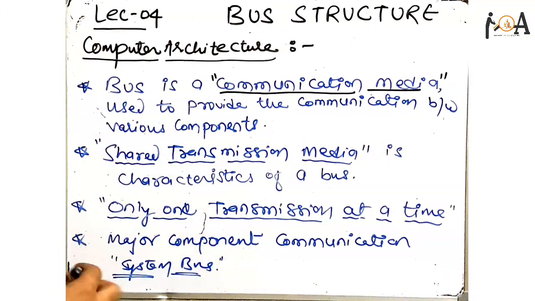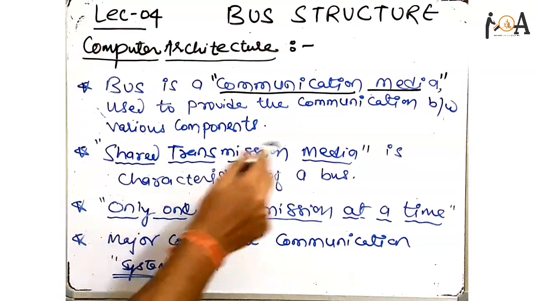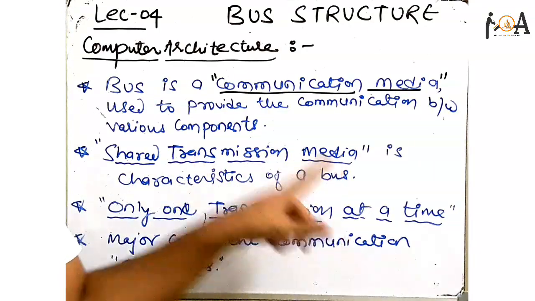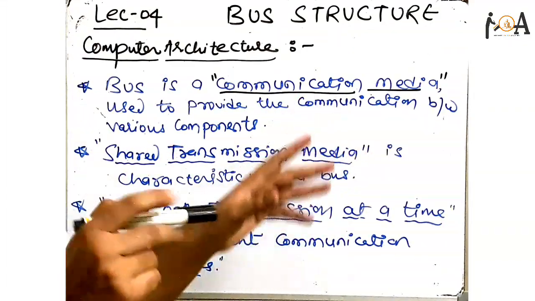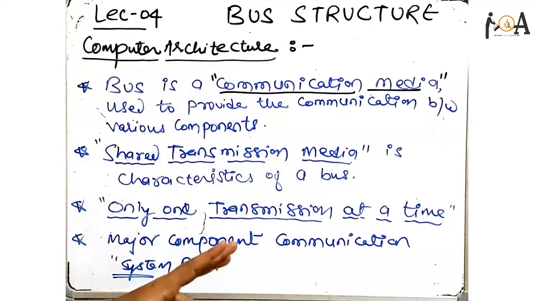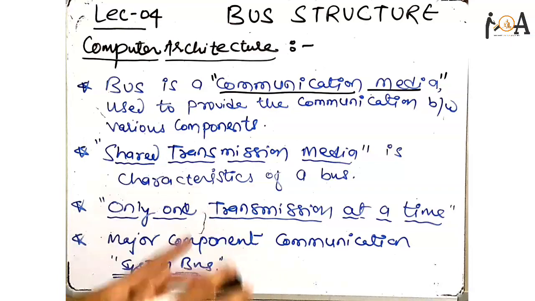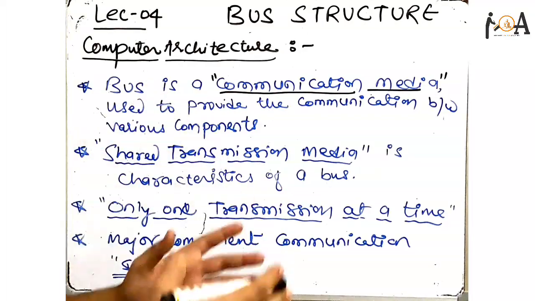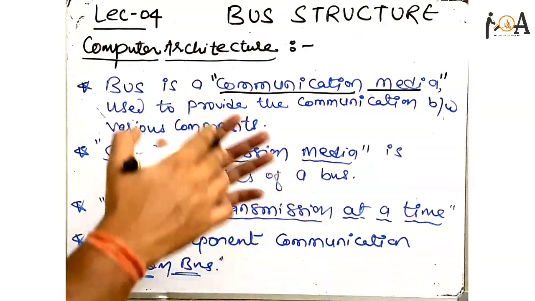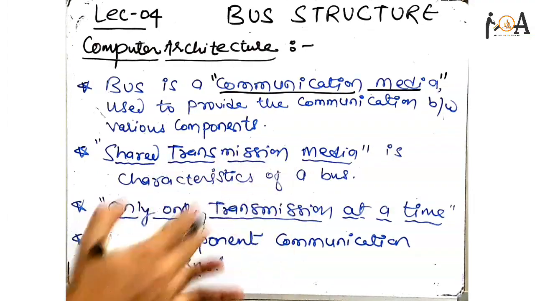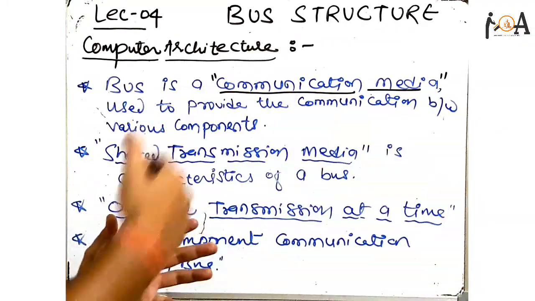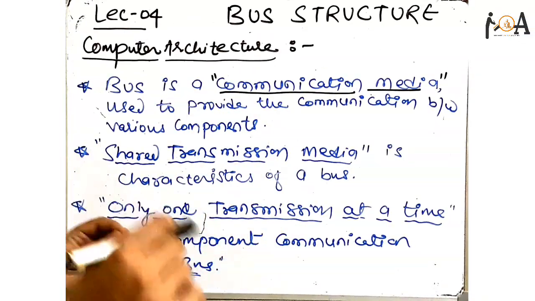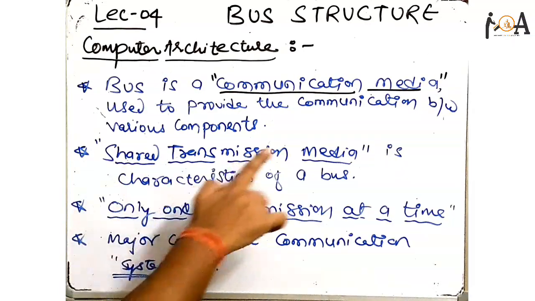Now let's see the second point, which is very important. Bus is characterized by shared transmission media. Shared transmission media is a characteristic of bus. It means your bus in computer architecture is a type of shared transmission media, used to share communication between different components, to communicate between different components in a computer system. We give it a general purpose name, which is shared transmission media.